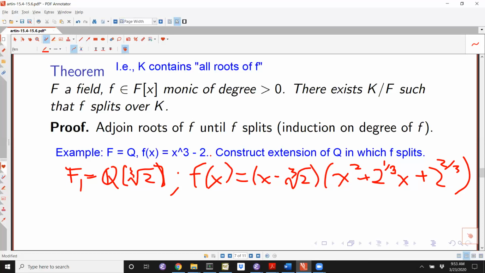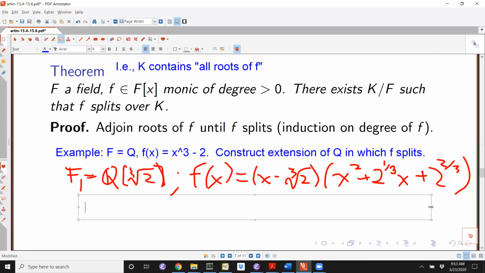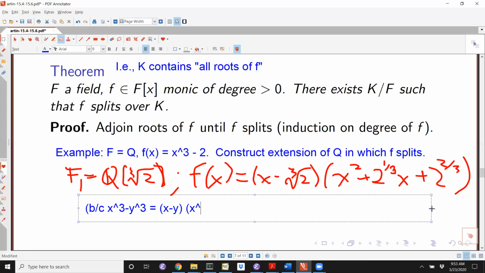So everybody okay with that first step where we factored little f? This is because, let me type that out, it would be like an obscure part of your algebra textbooks. That's because x cubed minus y cubed is equal to x minus y times x squared plus xy plus y squared.